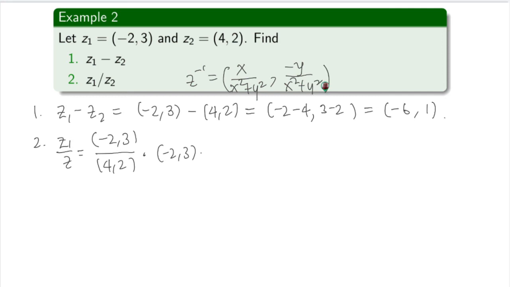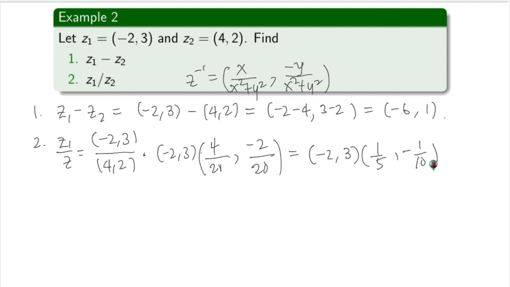In this case, for the complex number (4, 2), we have 4 over 16 plus 4, that's 20, comma, negative y, so that's negative 2 over 20. To simplify, (negative 2, 3) times (4 over 20, which is 1 over 5, negative 2 over 20, which is negative 1 over 10).